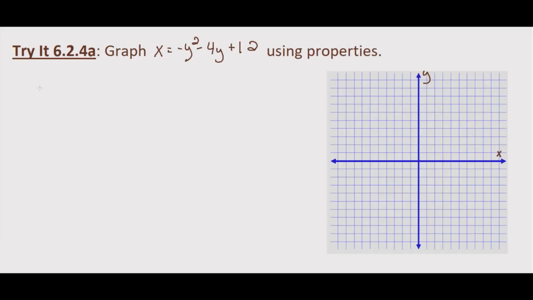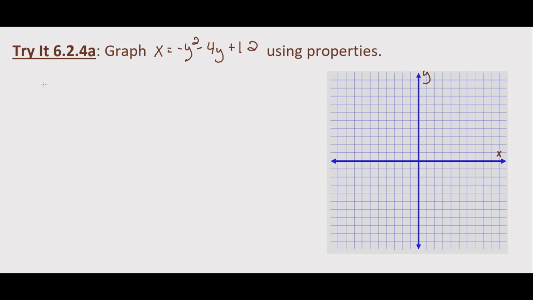Once again, we are graphing a horizontal parabola using properties. It's given in general form. Again, this is similar to our vertical parabolas where we have y equals ax squared plus bx plus c. Now we're just looking at x equals ay squared plus by plus c, and the right and left instead of up and down.